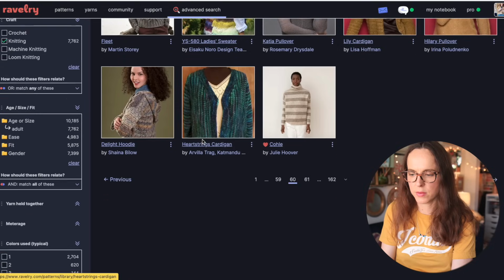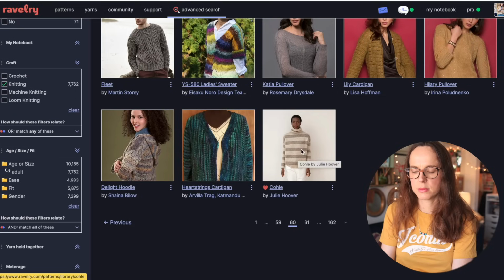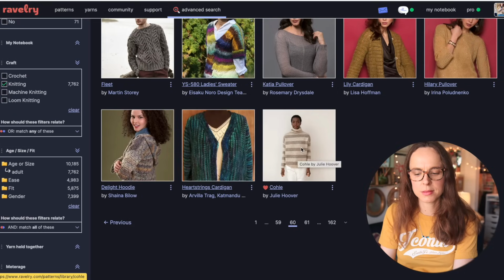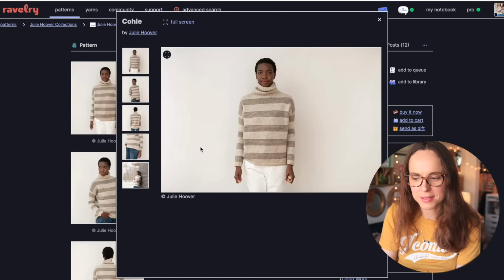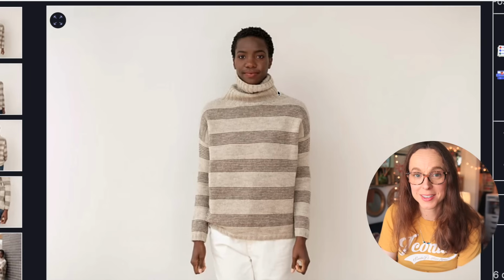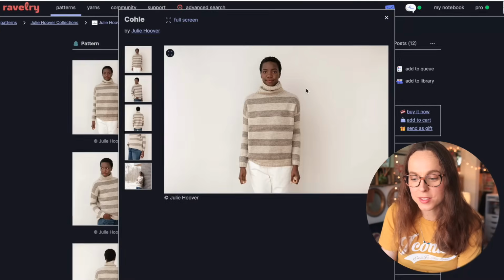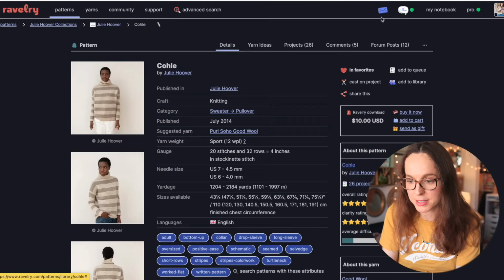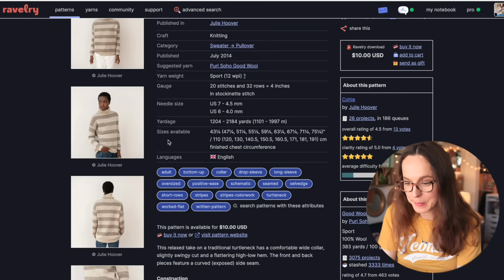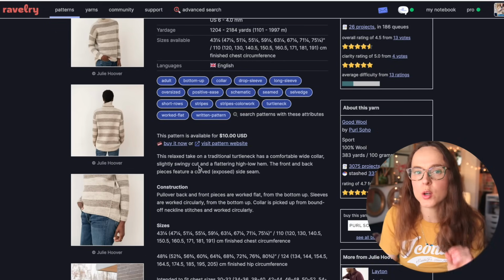37. Okay, we have, can I click on this one? Can I just click on this one right here? Oops. I clicked on that one because that is stunning. This whole photography is gorgeous, but look at this sweater. What? Julie Hoover, you've got my number. This is a pattern by Julie Hoover. I'm sorry, I'm obsessed. This is Cole, a sport weight pattern. It's a $10 pattern. It's a Julie Hoover pattern.